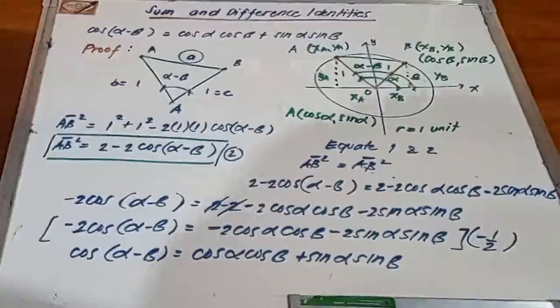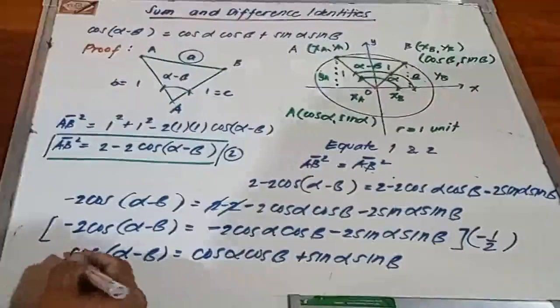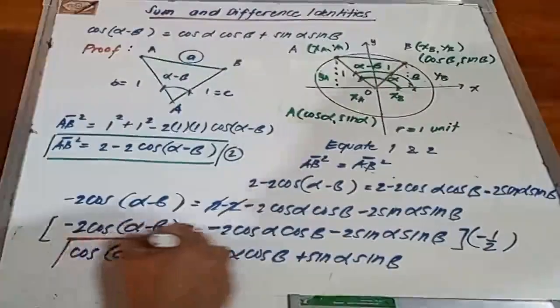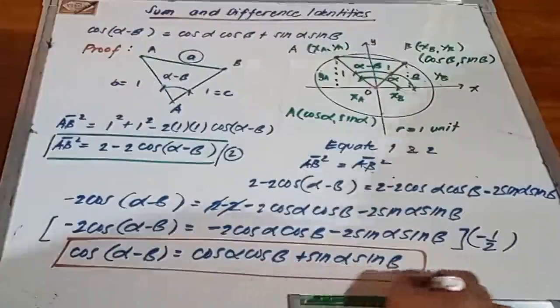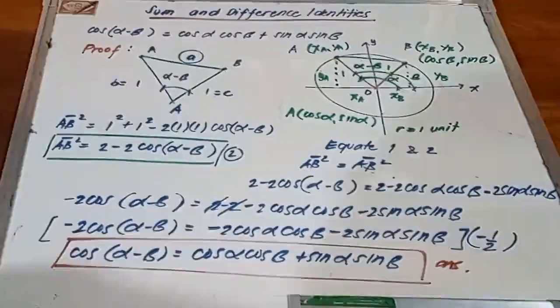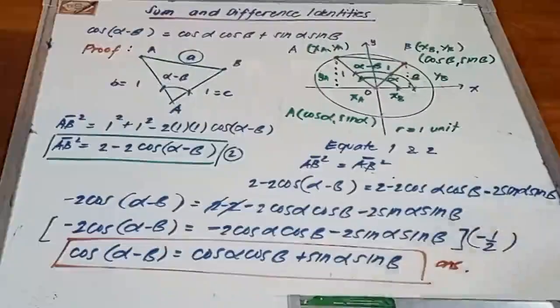So, medyo mahaba yung proving natin for the sum and difference identities. Pinakita ko lang sa inyo kung saan nagmula yung ating trigonometric identities. At maipakita rin, ma-prove sa inyo na talagang totoo yung ating sum and difference identities.